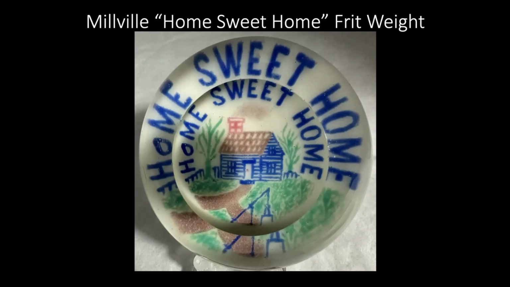The designs vary from weight to weight, but some of them have common themes. Often they have the two paths coming together to the house. I think that might symbolize a marriage, two different families coming together. There's usually a chimney, often with smoke coming out of it. This one, I think, has a well in the front.